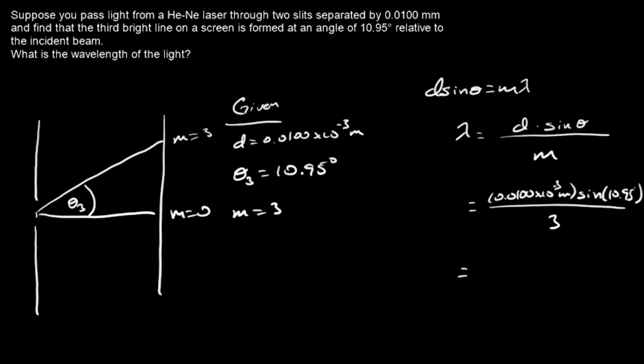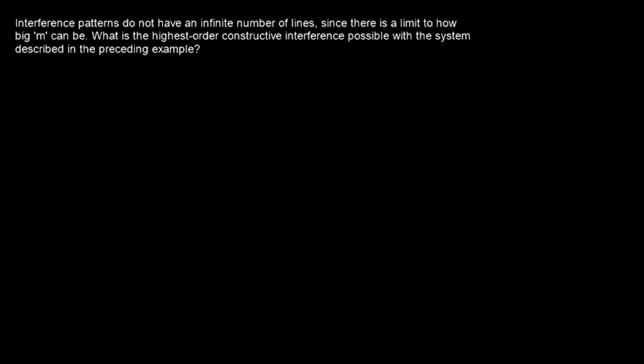This will leave me with 6.33 times 10 to the negative 7 meters. That's probably how your calculator is going to spit it out. It'll give you an answer in scientific notation. That answer is fine, but for light, we know we're in nanometers typically, especially for visible light. So it might make more sense to convert this to 633 nanometers. Next up, let's take a look at solving for the number of possible bright fringes or maxima.